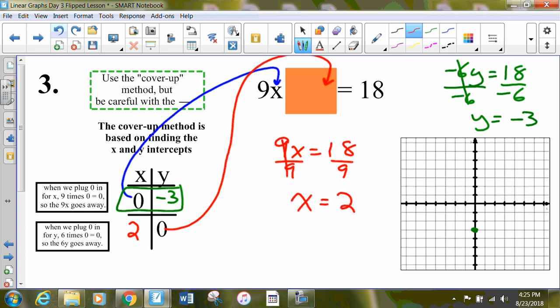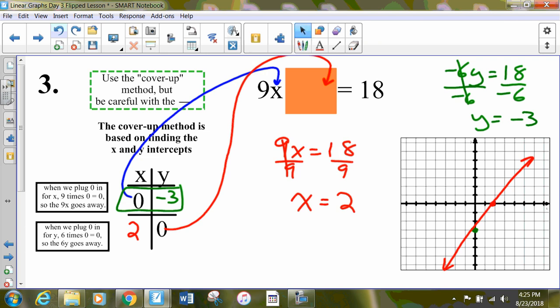We're going to go graph that over 2. And we're going to do a really good job. And we're going to connect our dots. Whew, I'm getting better. Hopefully you're using a ruler. All right, so I believe that's it.